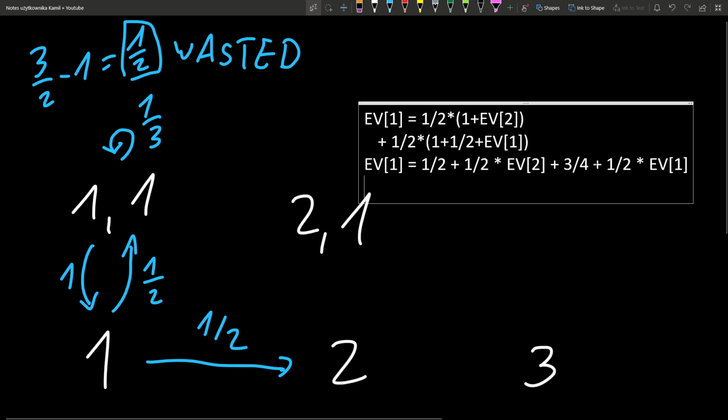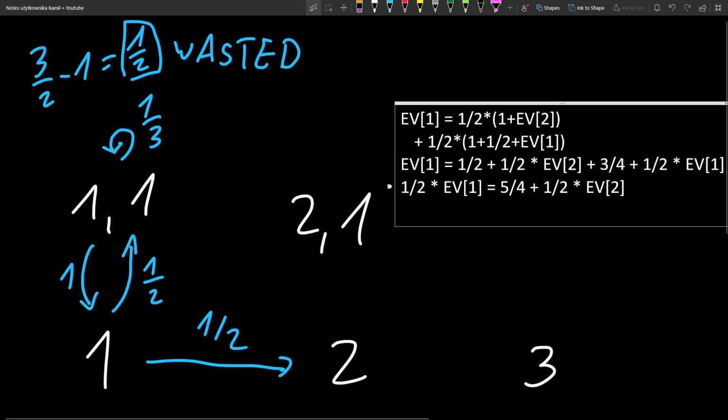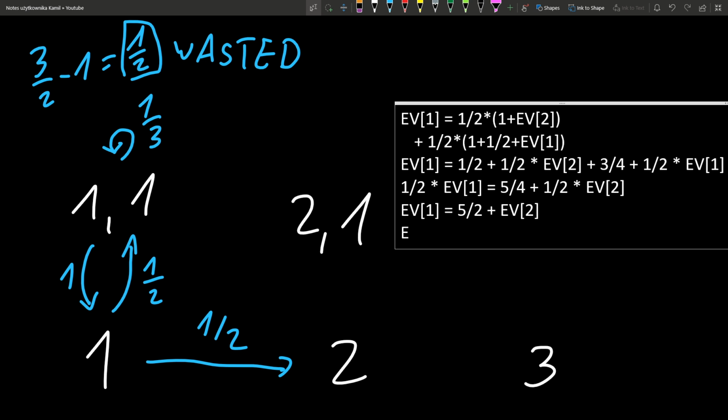Okay, simplify that. Move EV1 to the right, I guess. Half plus 3/4 is 5/4. Multiply both sides by 2. We get EV of 2 is minus EV of 1, not EV of 1, minus 2/5.